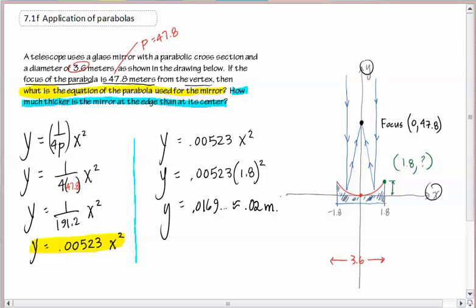Now, let's just make that a little more real to us. We know that there are 100 centimeters in a meter, so this would actually be about 2 centimeters, or otherwise known as 2/100ths of a meter. And so that's how much thicker this glass mirror is on the edge than at the center. Okie doke. Hope this was helpful. Thanks for watching.